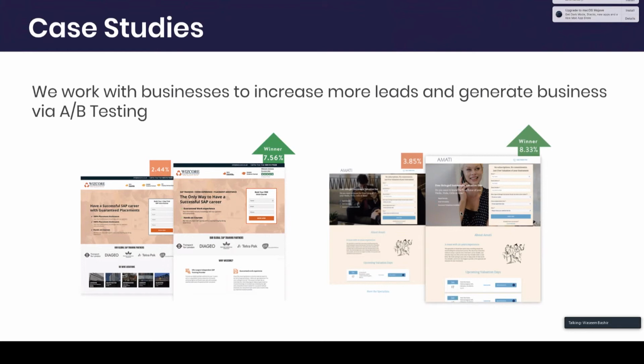In the second instance, in which we had the Amati page, we managed to improve the conversion rate from 3% to 8%. And there were quite a few psychological things which we implemented, and there are quite a lot of known psychological triggers which we can always think of when we create landing pages or web pages.